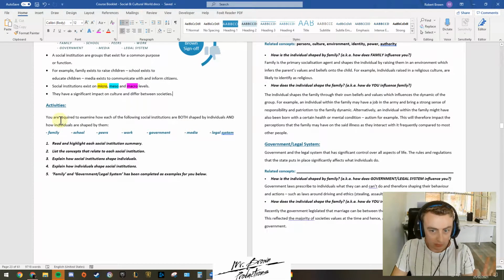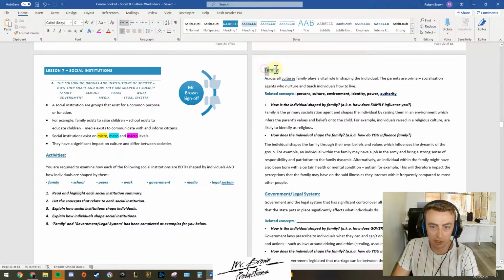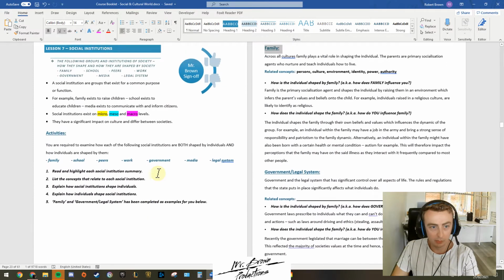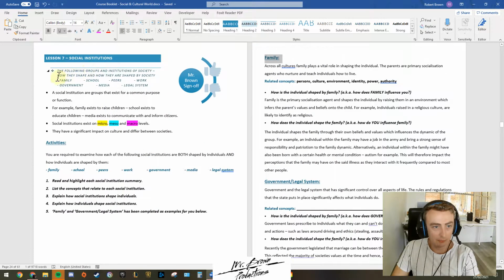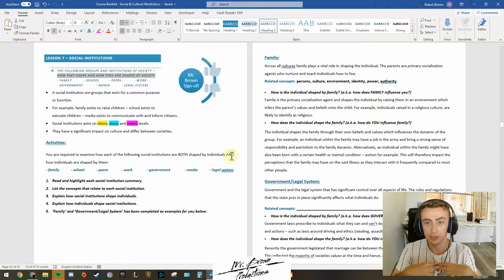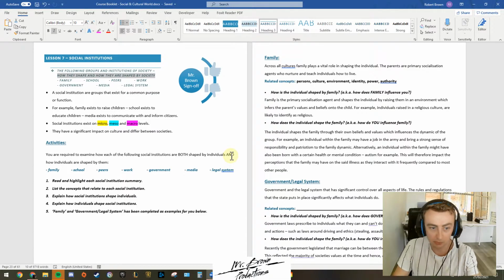So what we're going to do this lesson is essentially you're going to find a subtitle of all the different social institutions. There's 7 in total that we're looking at in the syllabus today, and we're going to break down each of those 7, and we have to look at how they shape us and how we shape them. So how society simultaneously creates these social institutions that shape us, but how we also simultaneously shape those social institutions based off our beliefs, needs, and wants as a society as well.